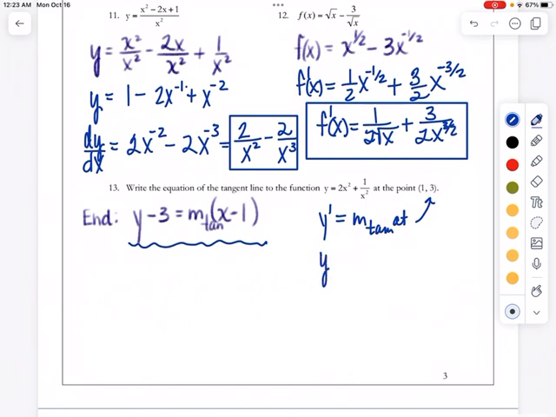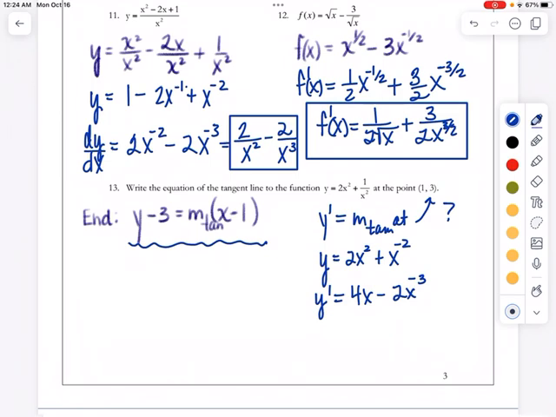So I say y is equal to 2x squared plus x to the negative 2. So a real quick rewrite, and then I have y prime is equal to 4x minus 2x to the negative third power.